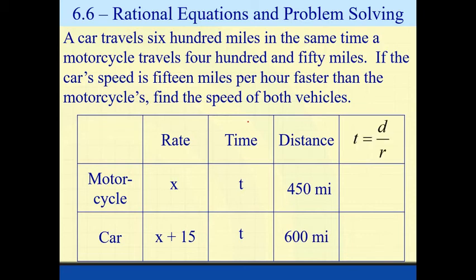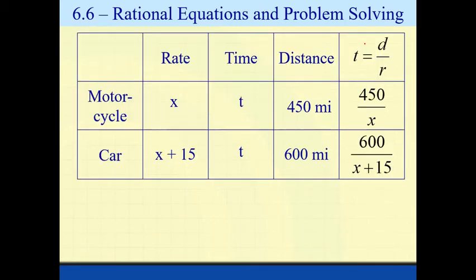So we're going to pick and use time, because we want to find the time, in the same amount of time. So when they say the same time, then if we find the time, we'll be able to find the speeds. And so notice it's 450 over x. And then the second one is 600 over x plus 15, because the car is going 15 miles per hour faster. All right, so once we do that, we set this up.